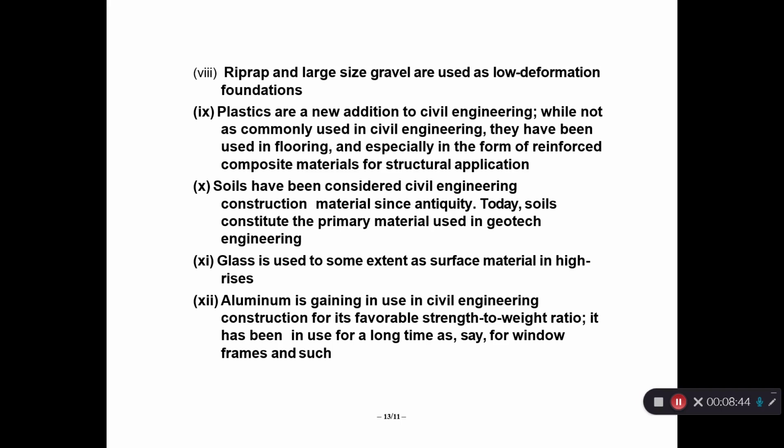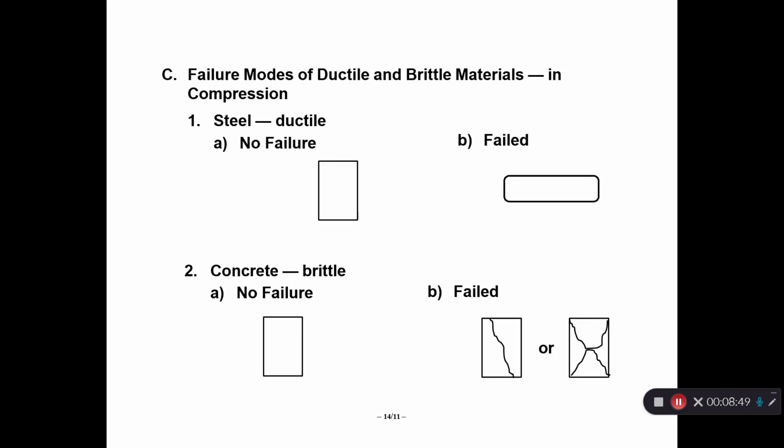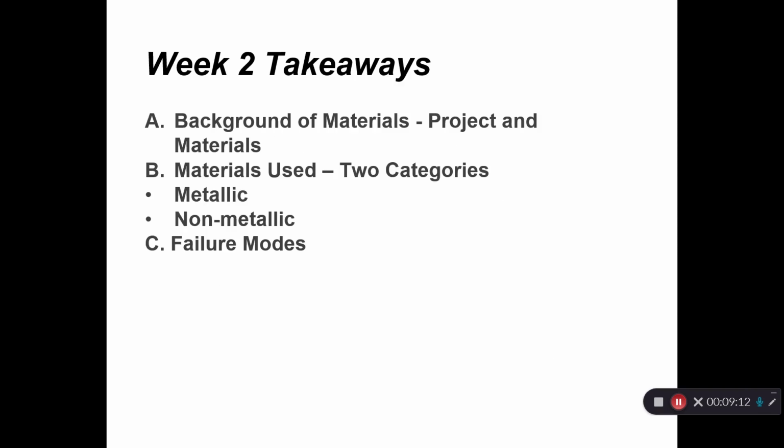Plastics are now being introduced, and soils and glass and aluminum are also part of the range. Now, when we talk about the failure modes of these, when we're talking about steel, there's either no failure because it's holding up just fine, or it gets warped, or it gets modified, it changes shape. Concrete is brittle. In its term of failure, it cracks and spalls, and we'll be talking about that more in the weeks to come.